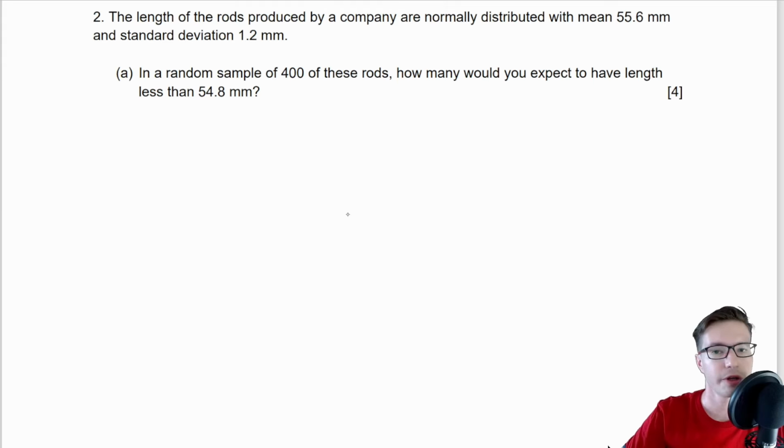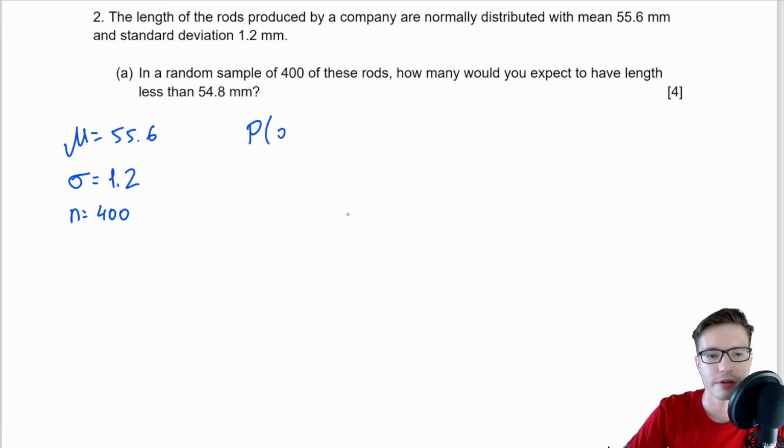Okay, next question is about normal distribution, and we're given that the mean equals 55.6, standard deviation sigma is 1.2. Altogether, we have 400 rods.